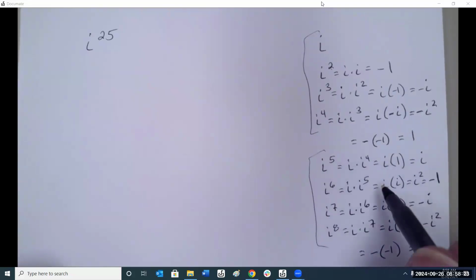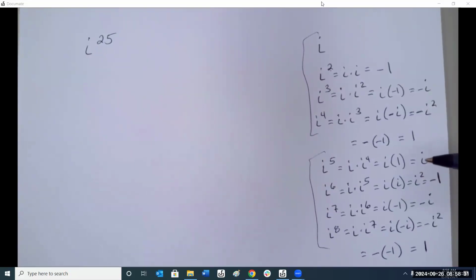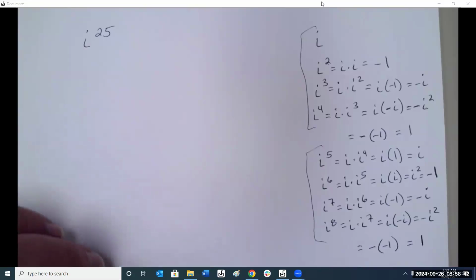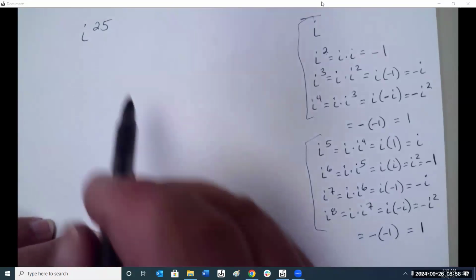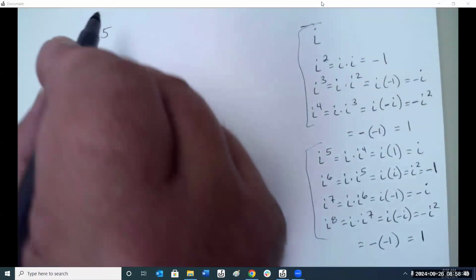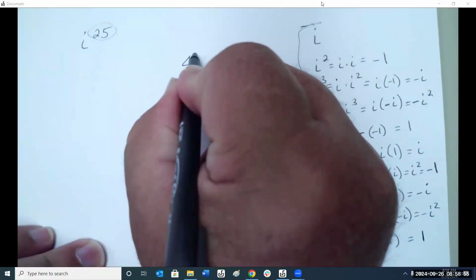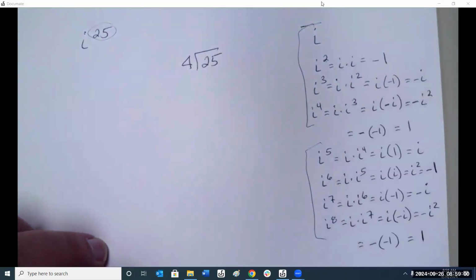Now, this is important because since it can only be one of 4 possibilities, it could be 1, -1, i, or negative i. There are no exponents in the answers. Why is this important? Since we know it repeats itself in groups of 4, this will help us find this answer. If we take the exponent and divide it by 4, because it goes in groups of 4.